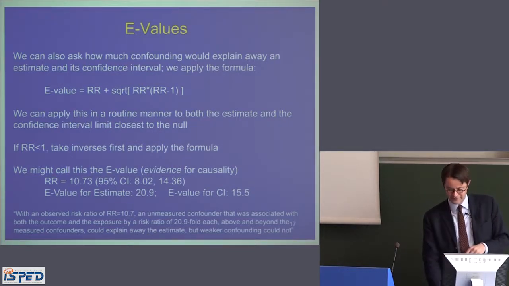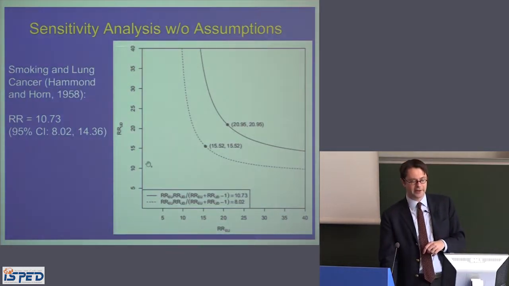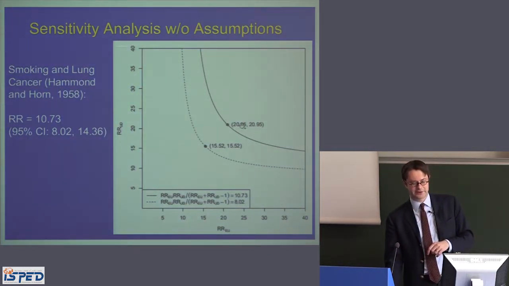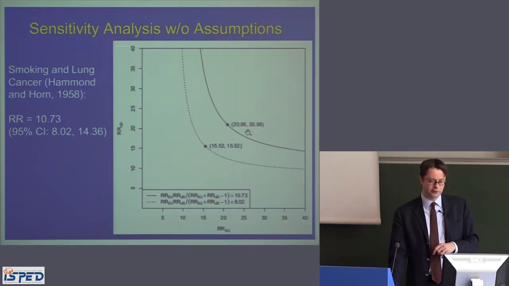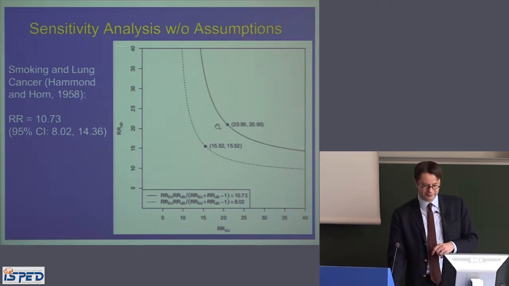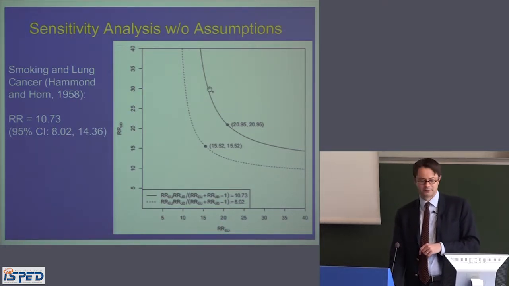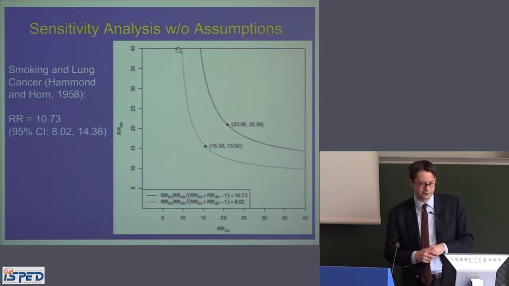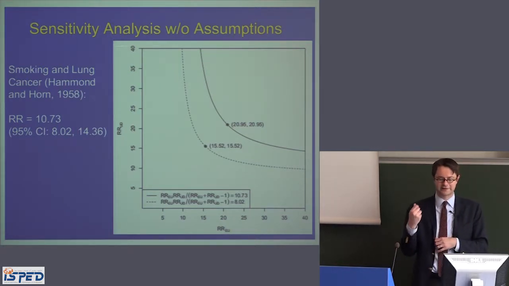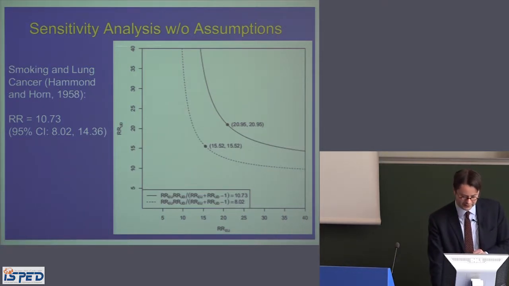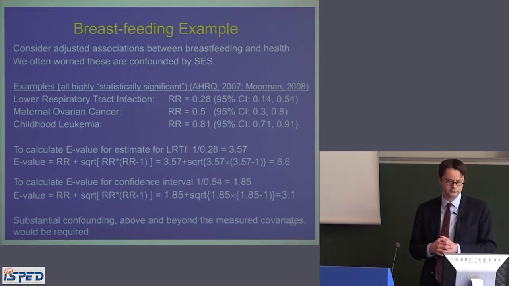We can do something more sophisticated. We can, for example, plot all the values of the two parameters, which would suffice to explain away the observed estimate. So if one of them were, say, a little bit less than 20.9, if one of them were only 18, then the other one would have to be 30 or something of the sort. So we could plot all the values that suffice to explain away the estimate, all the values that suffice to shift the confidence interval to the null. But if we just want that single numeric summary, the e-value, I think, can be a very helpful measure.